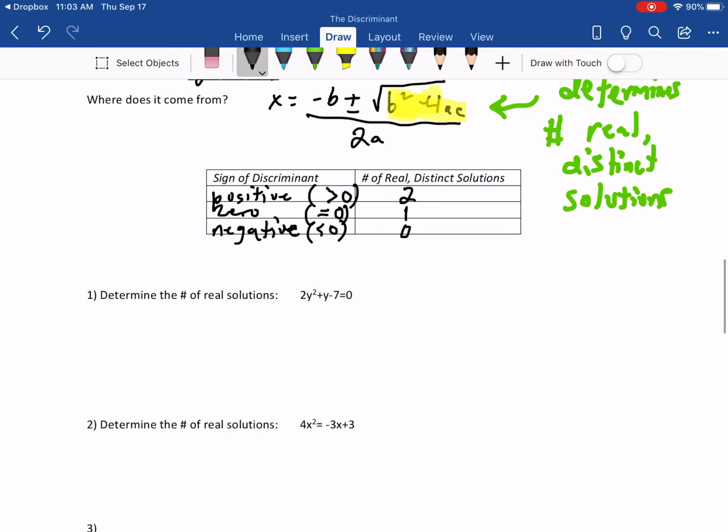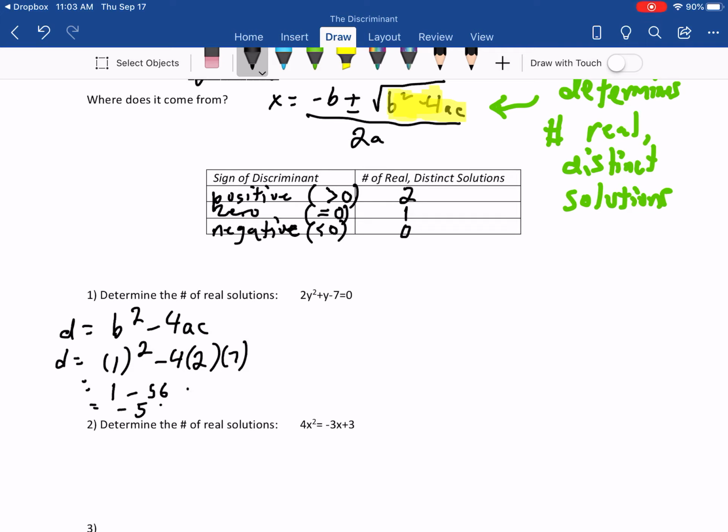Okay. All right, so number one, determine the number of real solutions. So we're determining the number, we're not actually solving, so that's why we need the discriminant. So the discriminant here would be 1 squared minus 4 times 2 times 7. So this is 1 minus 56, which is negative 55. So our discriminant here is negative, so this is no real solutions.